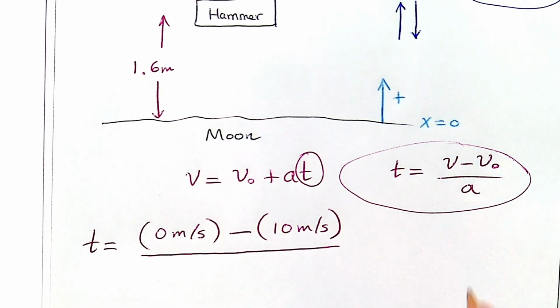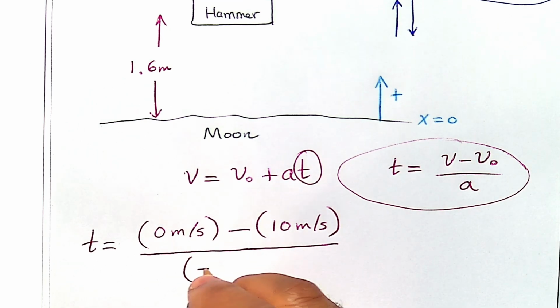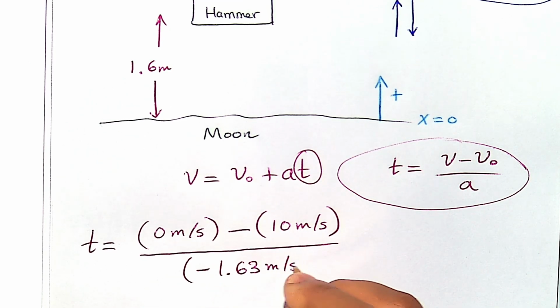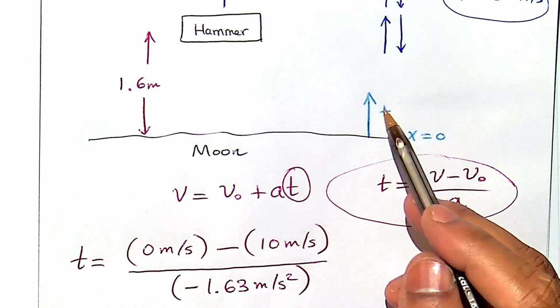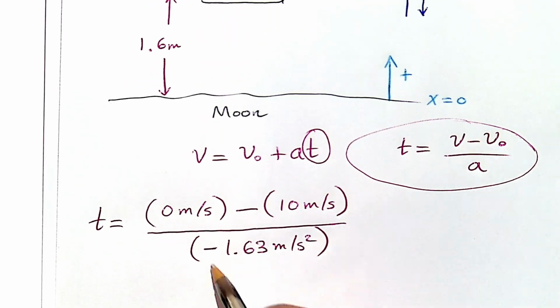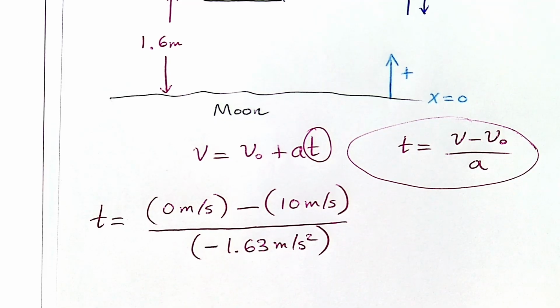And also be careful with the acceleration. So we want to put a negative 1.63 meters per second squared. Negative because of our sign convention. The acceleration is downward, therefore negative. And so you have to be careful about the signs.